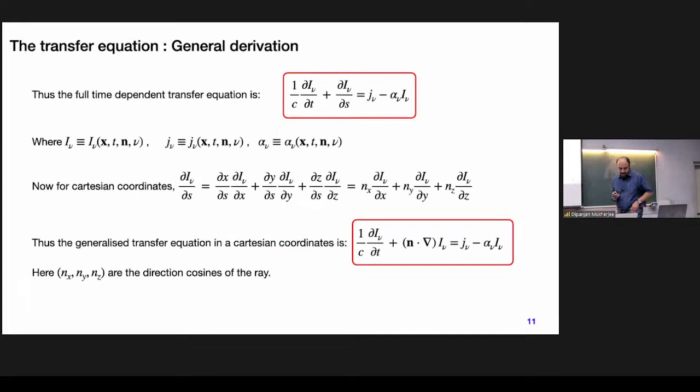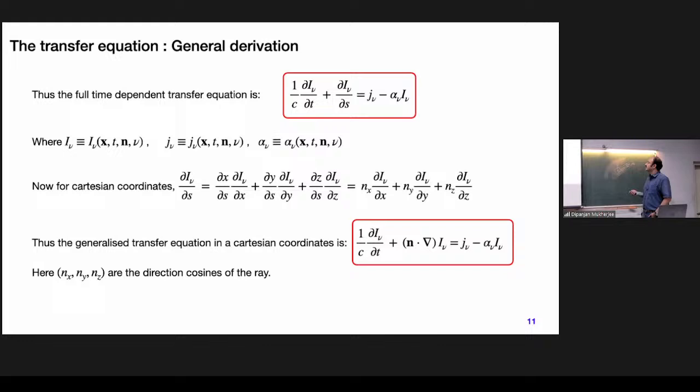So this is the time-independent equation that I discussed earlier. If you work out the full time-dependent transfer equation, I'm not going into the derivation, but it is trivial, and you can learn more about it from the Mihalas and Mihalas book. We have another term, 1/c times del I_nu del t. And as you can see, this becomes a partial differential equation. So the intensity has to also change with time. So there is a finite time effect that is related to 1/c del I_nu del t. For the time-independent case, we can drop this term.